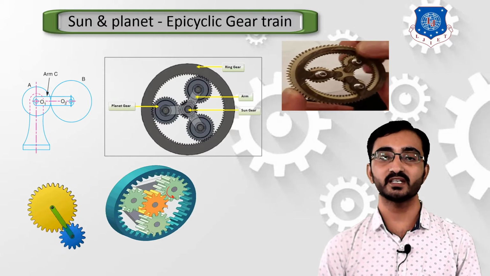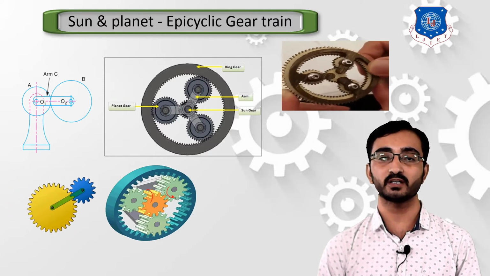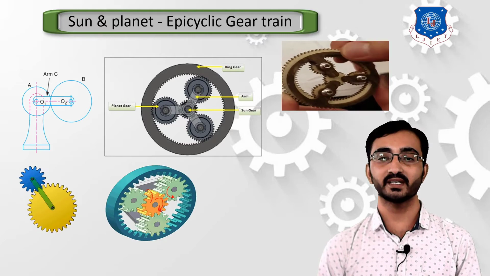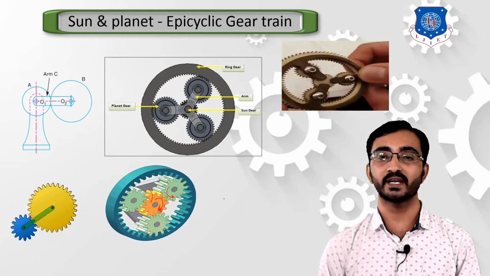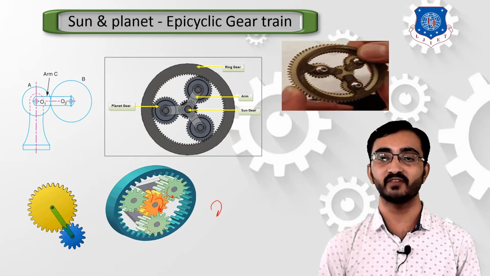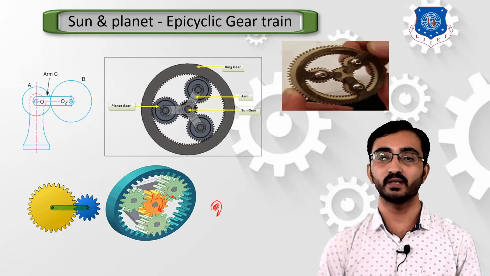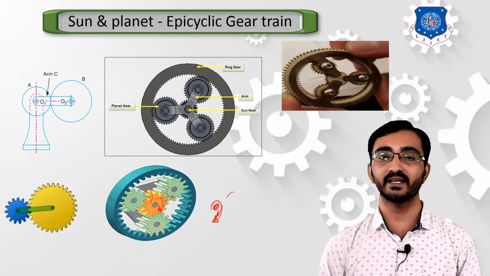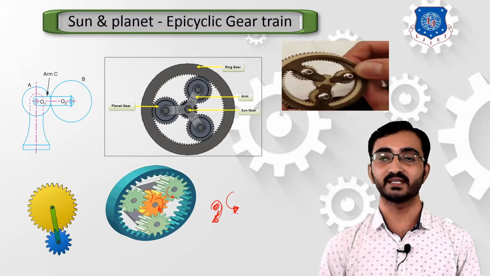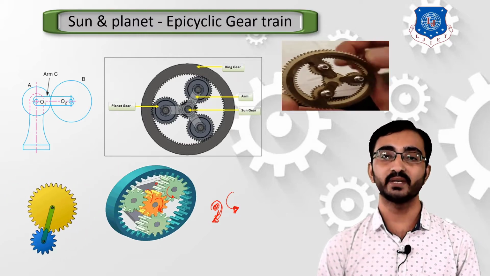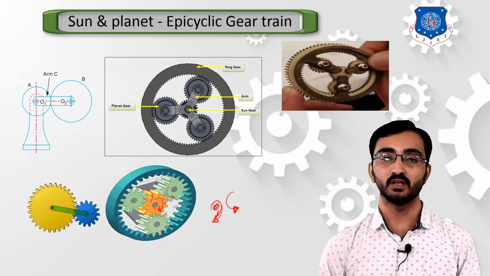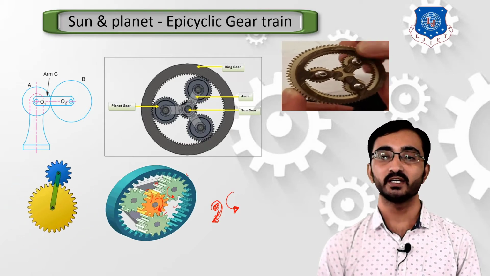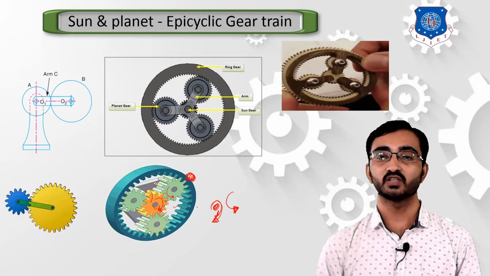Now the second fundamental about this arrangement: if you are connecting the sun gear and the planet gear, and the sun gear is rotating in the clockwise direction, then the planetary gears are rotating in the anti-clockwise direction. If you consider the central sun gear rotating in the clockwise direction, the planet gears will rotate in the anti-clockwise direction, as both are made up of external type gear teeth.